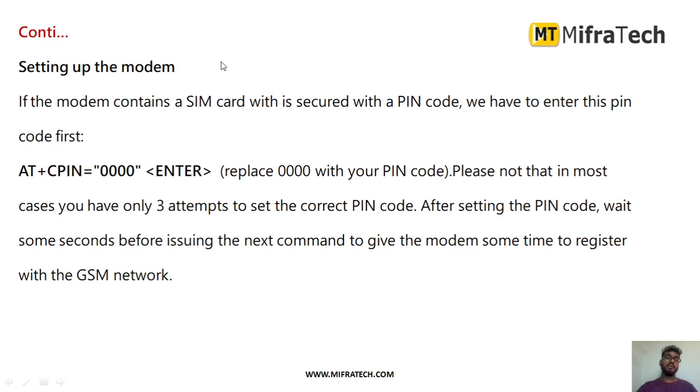Next, I will set up the modem. After that, we can set the password. If the SIM card you have inserted in the GSM module has a secured pin code, we can enter it using AT+CPIN=00. This is the general form. The 00 you can replace with whatever pin code you have.